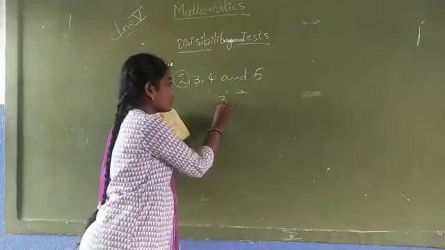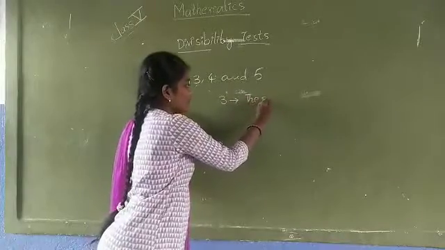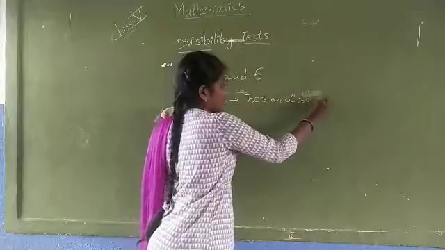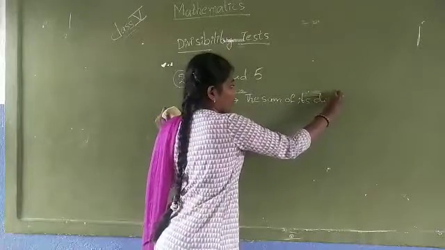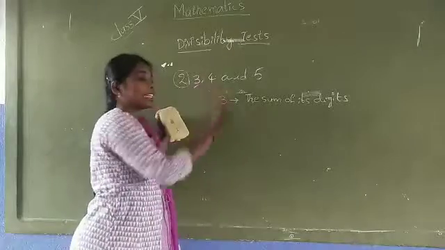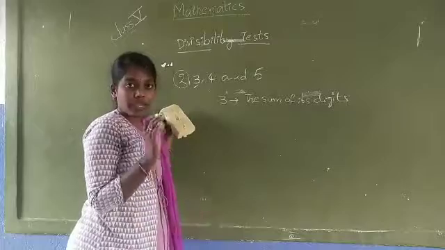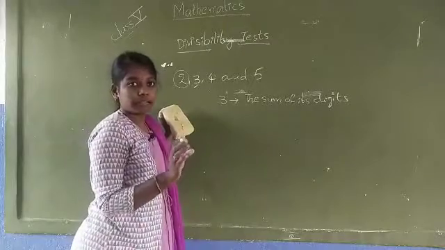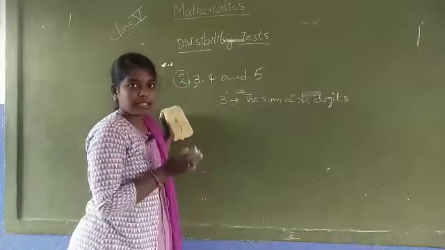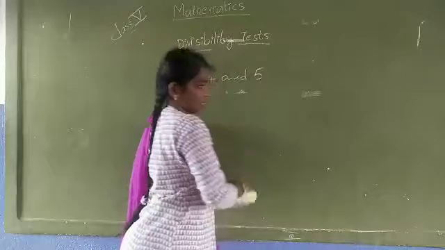The divisibility rule of 3 is the sum of its digits. If the sum of its digits is divisible by 3, then that whole number is divisible by 3. That is the divisibility rule of 3.